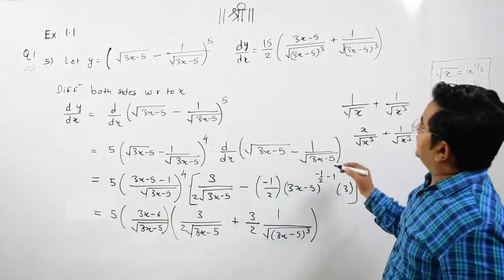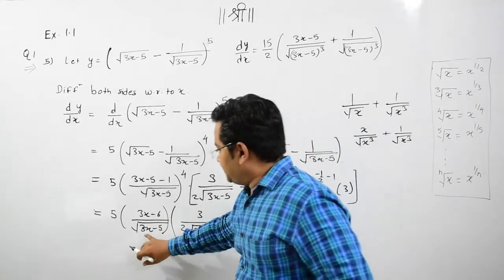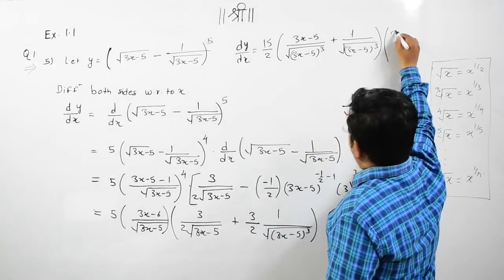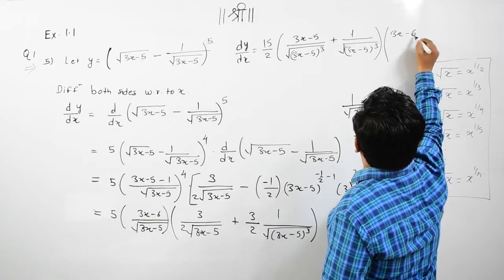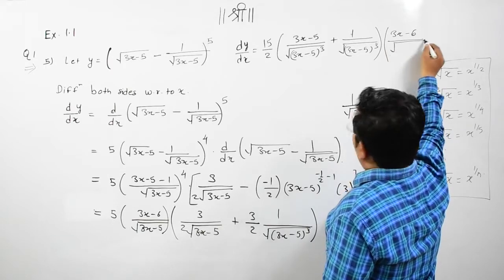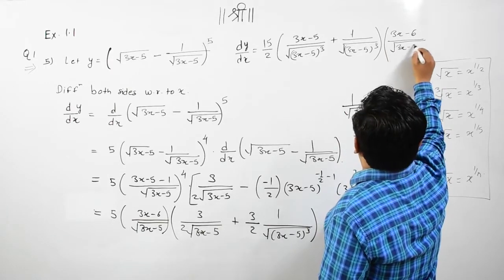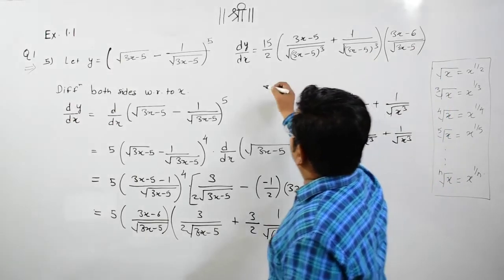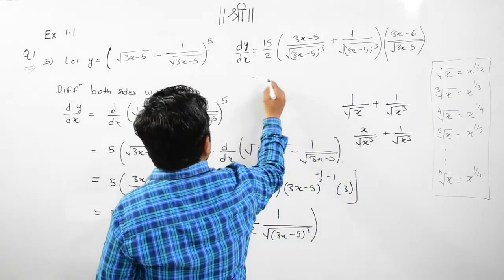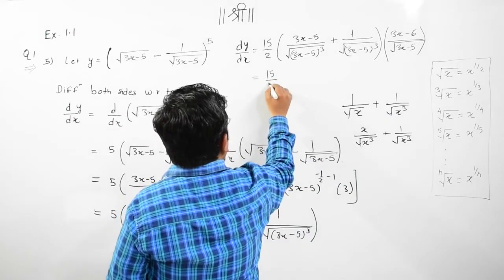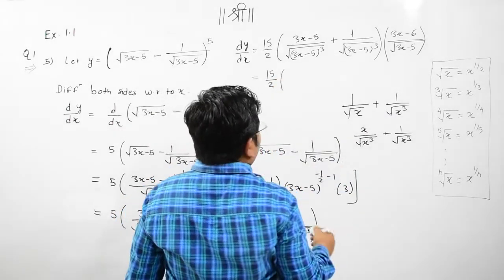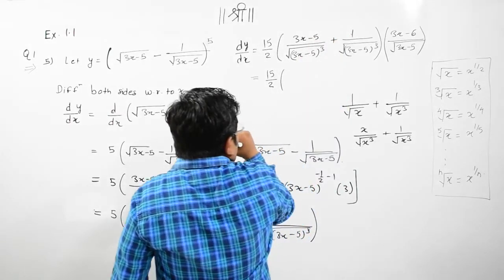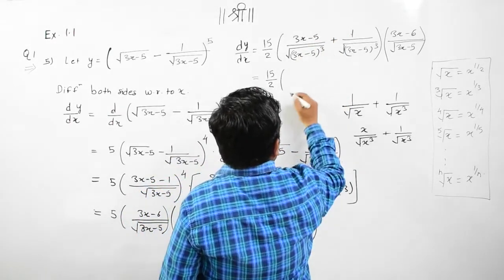Okay, done. Now next step, what is that? This was the remaining quantity. So I am taking it in simplified form. So 3x minus 6 divided by under root of 3x minus 5. Okay, done. Now again we need to simplify this. So again the common base, common factors, and on that basis what we will get? 15 upon 2 into what? Again simplify them. What should be the simplification?